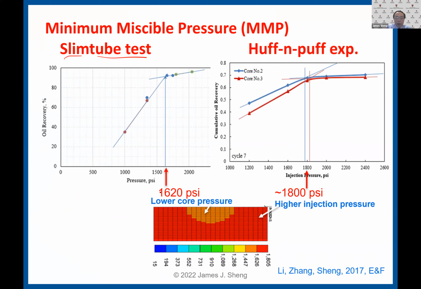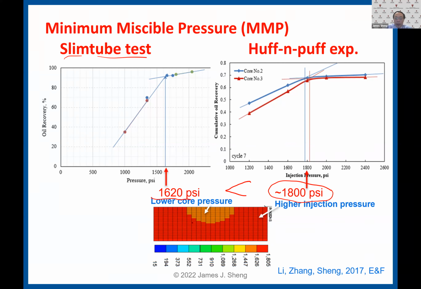For the same sand pack, the same sand, we got 1620 psi. Then we did a half-a-puff experiment using a similar method, and we determined this pressure is 1800 psi. But this pressure is higher than the MMP we got from the conventional slim tube test. So why? Let's look at how we simulated the experiment.